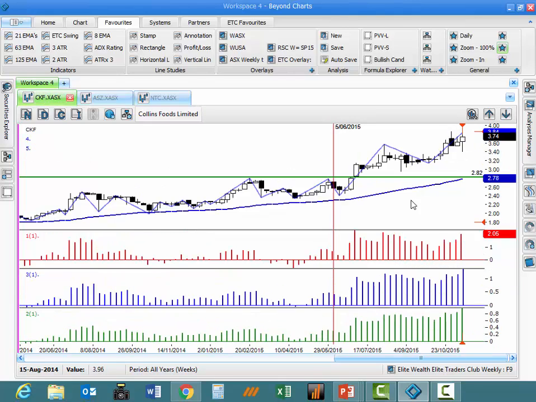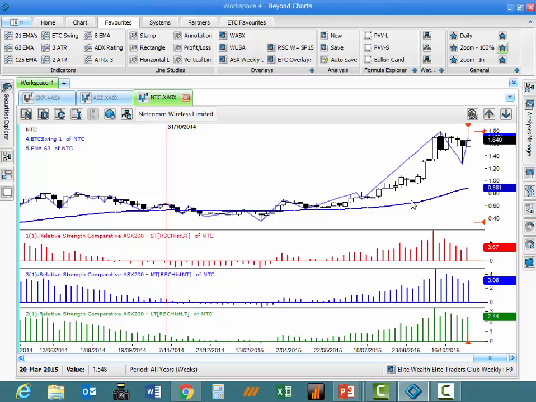I might just go back to CKF as well and just put on the trailing 3 ATR as well. And again, you'll see that once from entering, on a break out of the previous longer term peak at around about the $2.82, $2.85, price has moved onwards and upwards very strongly. Again, particularly in the light of end of August and that very severe market volatility, and it's moving along very, very nicely. We'll go and have a look at NTC, Netcom.